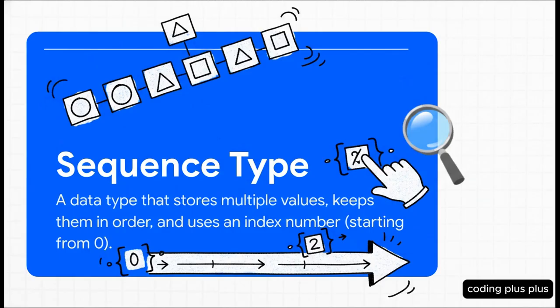Okay, so before we meet the individual tools, let's talk about the family they all belong to: sequence types. What makes something a sequence type? It really just boils down to 3 simple rules. 1, it has to store multiple things together. 2, it has to keep them in the exact order you give them. And 3, this is a big one in Python, it lets you grab any item by its position, or index, which always starts at 0.